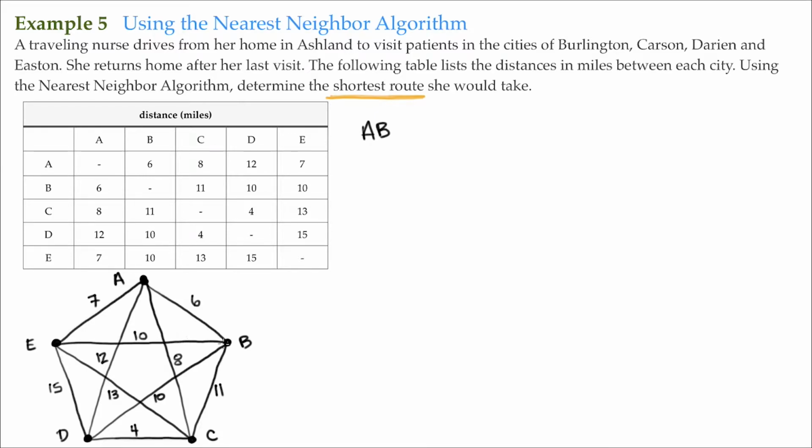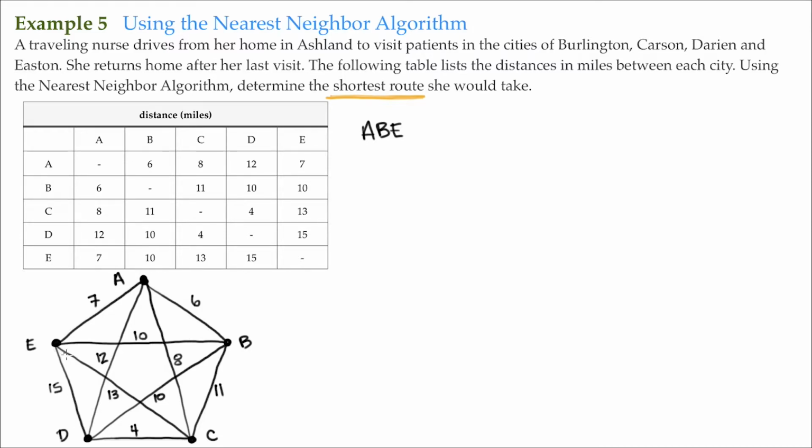So if you come across where you have weights that are the same, just pick one. It doesn't really matter which one, just kind of randomly pick one. How about if we go from Burlington over to Easton? And we keep doing that. Easton, I'm not going to go up this way because then that ends my circuit. I still have Darien or Carson to visit.